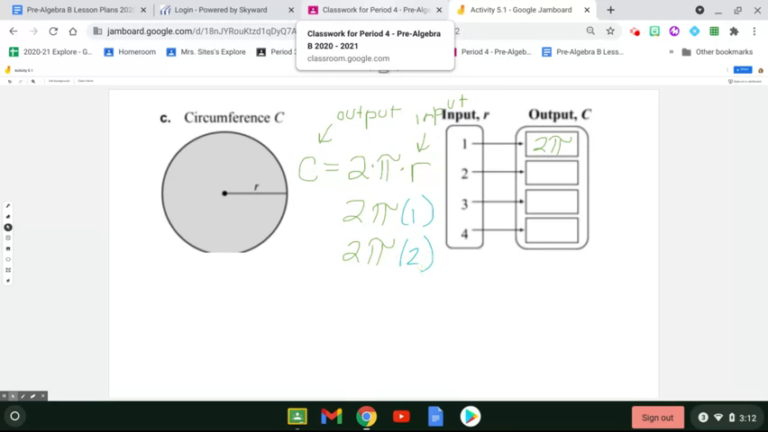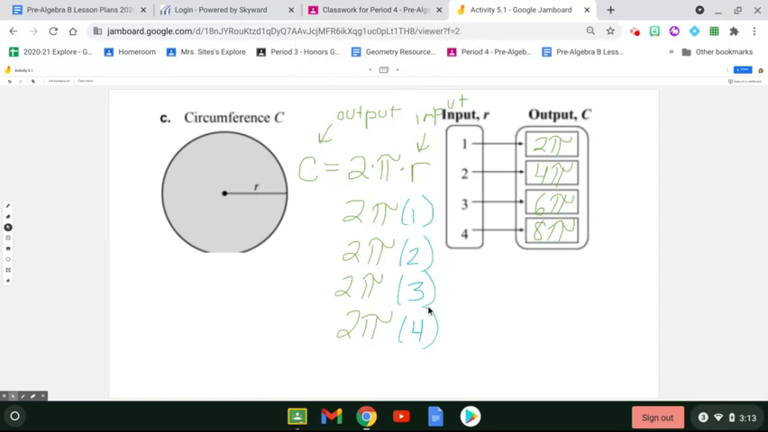Okay, 2 times 2 is 4, and I'm going to tack on the pi, so 4 pi. Let's change the input to 3. 2 times 3 is 6, and I'm going to tack on the pi. And let's tack on the 4. So 2 times 4 is 8, and I'm going to tack on the pi, so 8 pi.